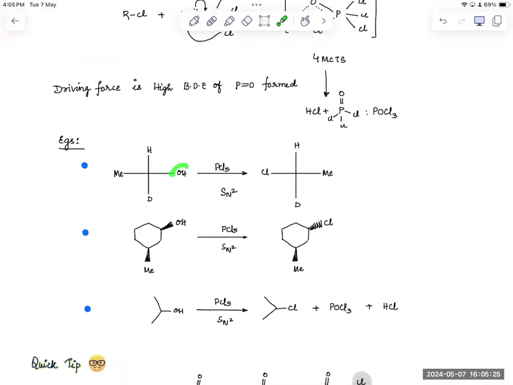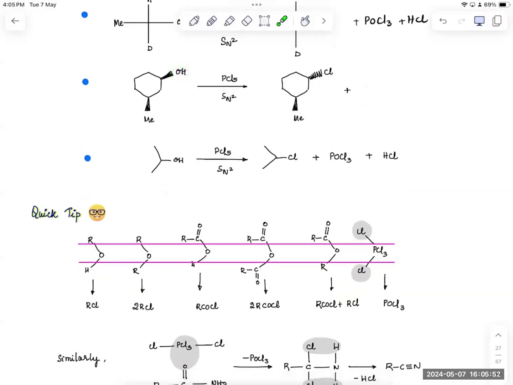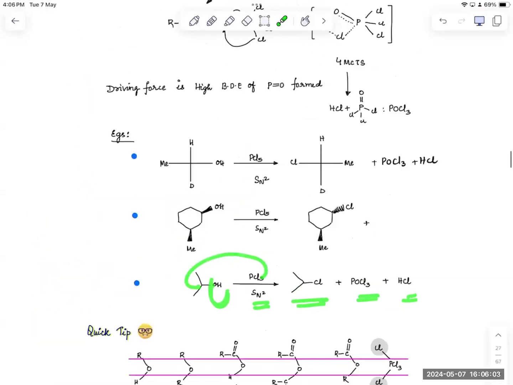So you can notice that this OH, if at all I am replacing with chlorine, that means it has to be an SN2 product. So what are the other products we can have? POCl3 plus HCl. Similarly, you'll notice that PCl5, you can notice that this will attack from the back side, OH will come out. This is the product you will have. Next, PCl5 with SN2 here. So Cl will attack here, OH will go. By SN2 mechanism, we'll get this product. Done. Check once.